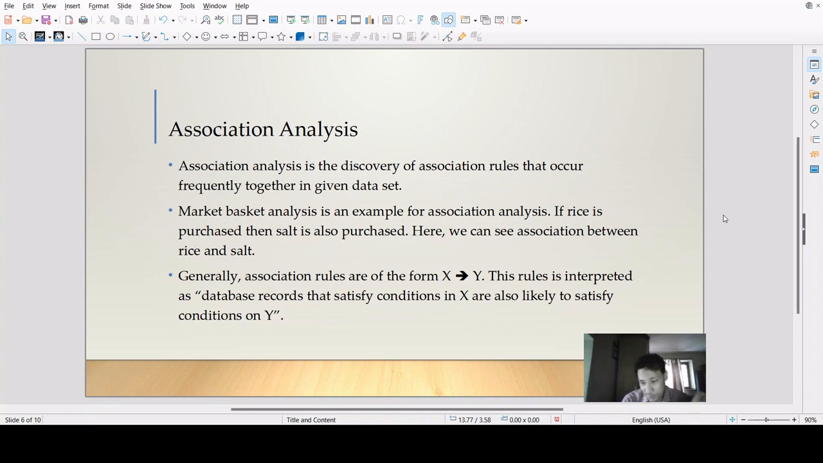X can be written something like this. If the age of the customer is 30 and he or she buys rice, then what we can find out is he or she also buys salt. So customer age and buys rice are part of X, and buys salt is part of Y. In this way we can write the rules of association in the implication method.